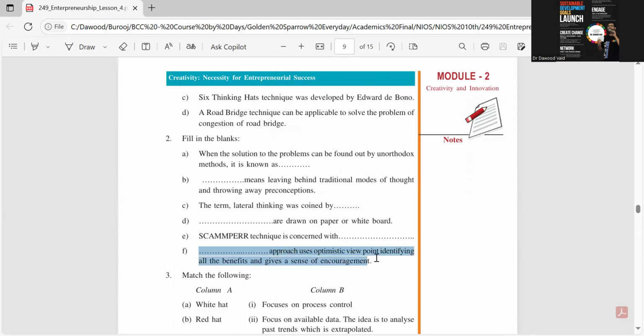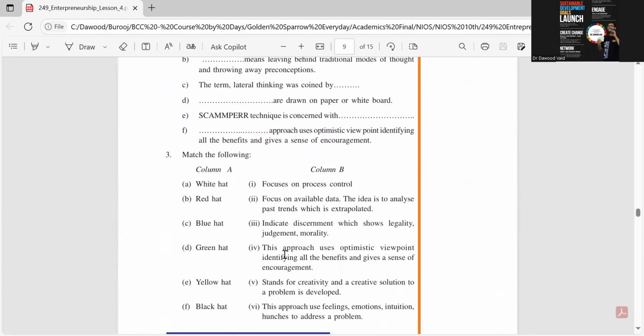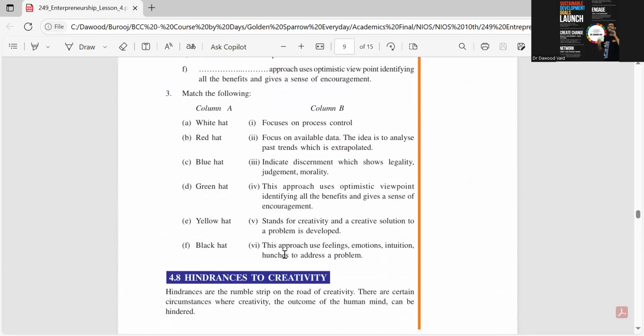Which hat is used for optimistic view? Yellow. Remember the sunshine hat. So that's the optimistic view you're talking about. And all these are hat questions. I think you can do it better. Just look at it. Start solving. For example, my white hat will be, white hat is always about data. So this is the data part.